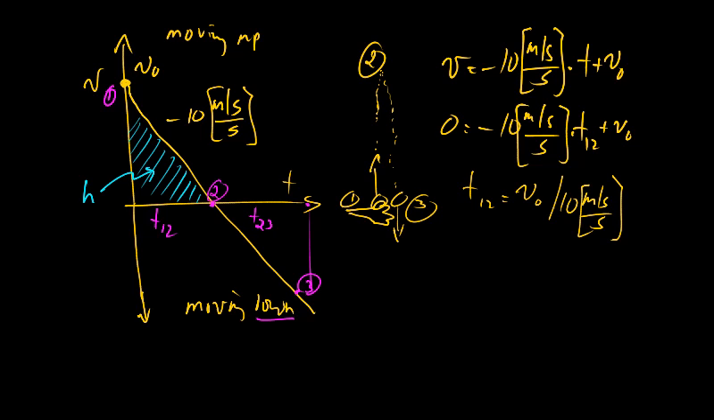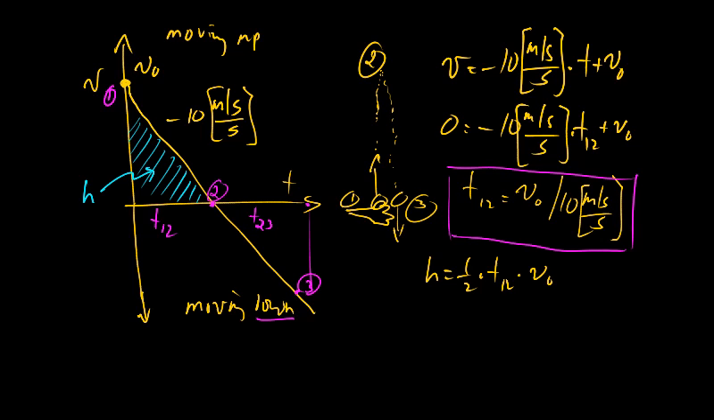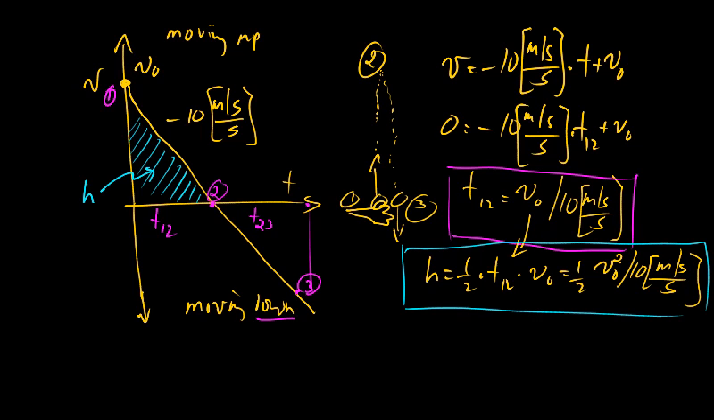The height that it goes to: this one gives me the time. The height is the area of that triangle. So that's just 1/2 the base, which is t12, times the height, the initial speed. Now this is equal to, just plugging in from here, 1/2 v0 squared all over 10 meters per second every second. This gives me the height that it is traveling when it goes up from here to this point. So this height is what we have right there.